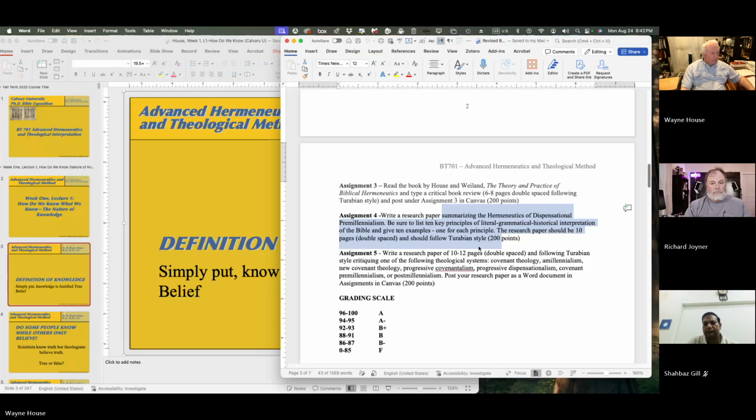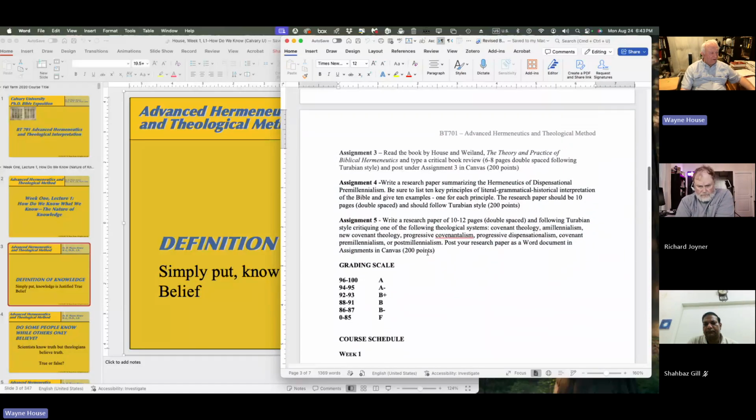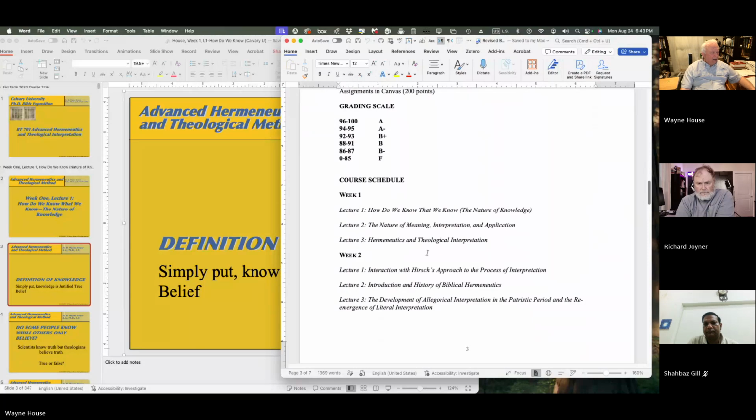Okay. So assignment 4, you're going to have to write a paper that deals with the concepts that are found within literal, grammatical, historical interpretation, which we haven't gotten to yet. Assignment 5, write a research paper, and you can deal with these various kinds of questions I have listed there. You can see the grading scale.